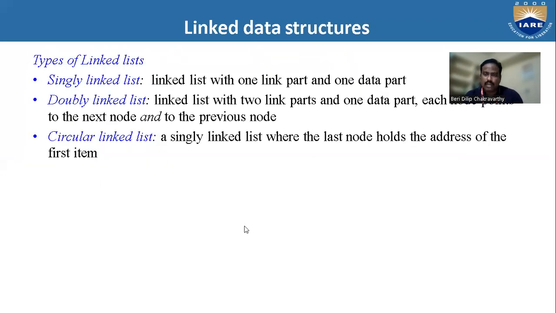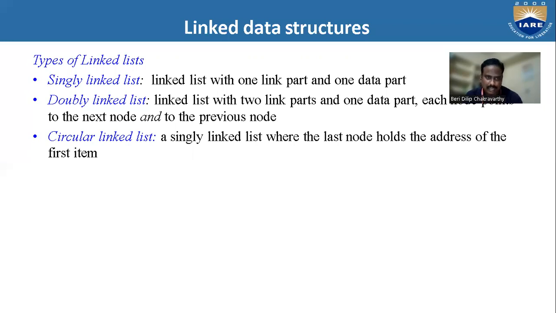So what are the types of linked lists? We have different types: singly linked list, double linked list, circular linked list. We mainly divide linked lists into these three types. We also have another thing called double circular linked list, but we mainly concentrate on these three.